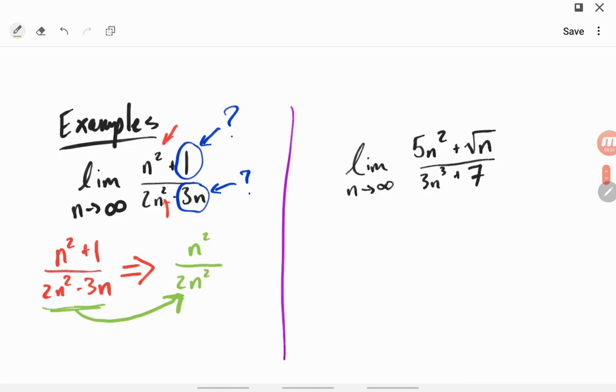Now, if I'm just looking at this, what cancels out? The n squareds cancel out, don't they? I could say this is actually equal to 1 over 2. As n gets bigger, we can take these little terms and say we don't need them, because n is so big that the addition of 1 or the subtraction of 3n has no effect on what our limit looks like. So we reduce this down to n squared over 2n squared, which then reduces to just 1 over 2.